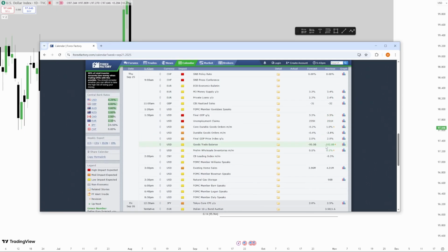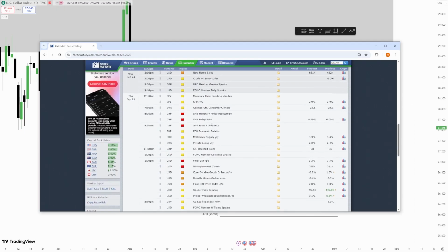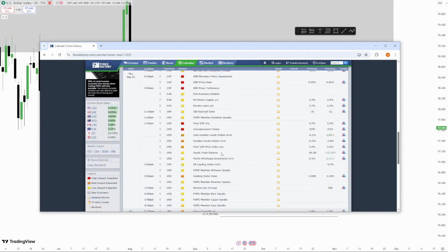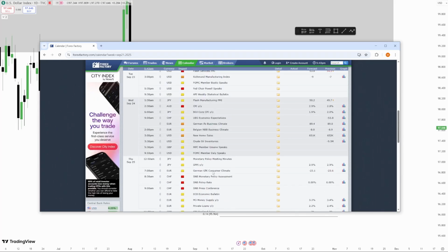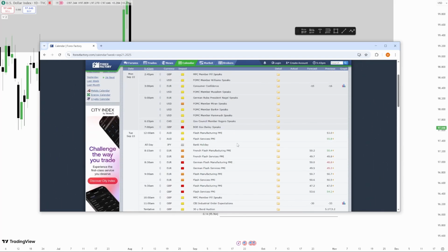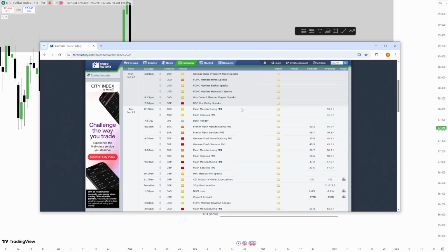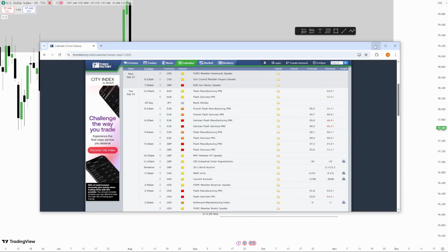So if you are intraday trading for this week, I would expect the volatility mainly to be around the back end of the week, the Thursday and the Friday. I wouldn't expect too much from the upcoming start of the week. Monday, Tuesday, I would pretty much just sit on my hands and see what happens with price.